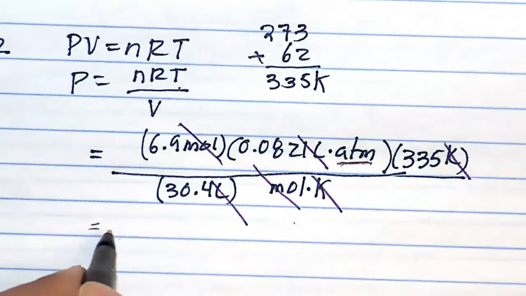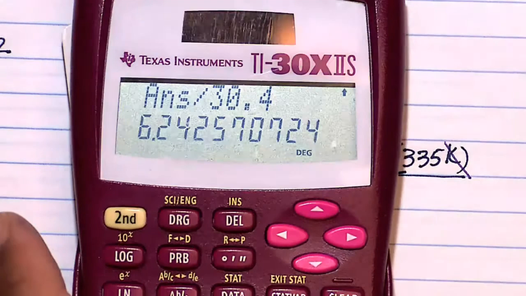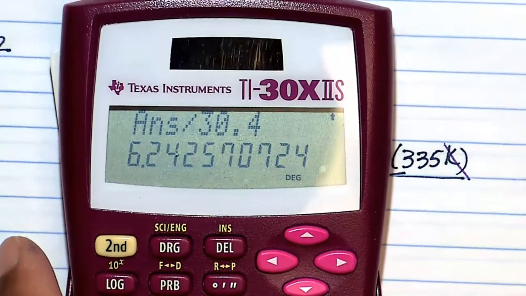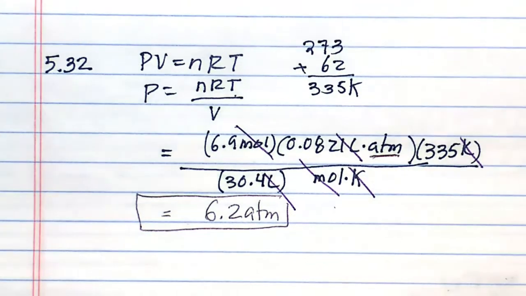So let's do two significant figures for this guy. So we'll call it 6.2 atmospheres. This is a practical application of the ideal gas law.